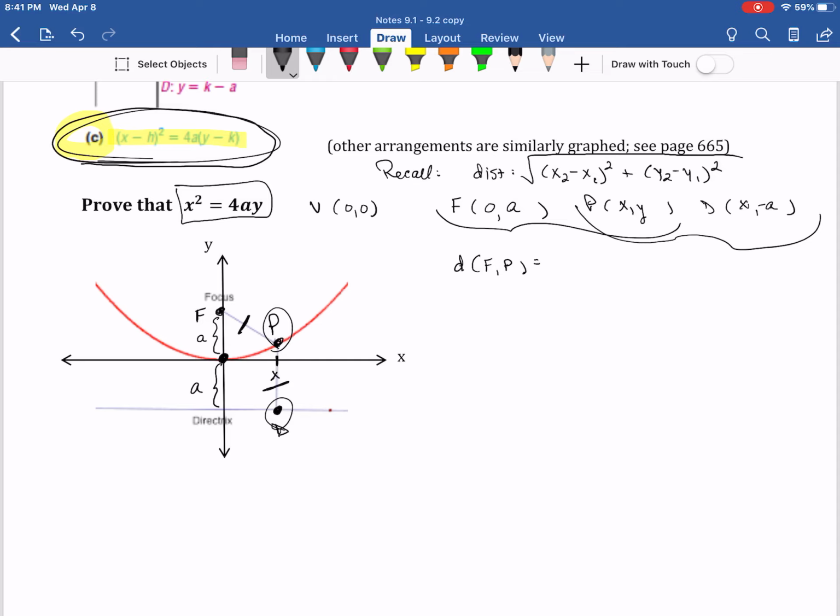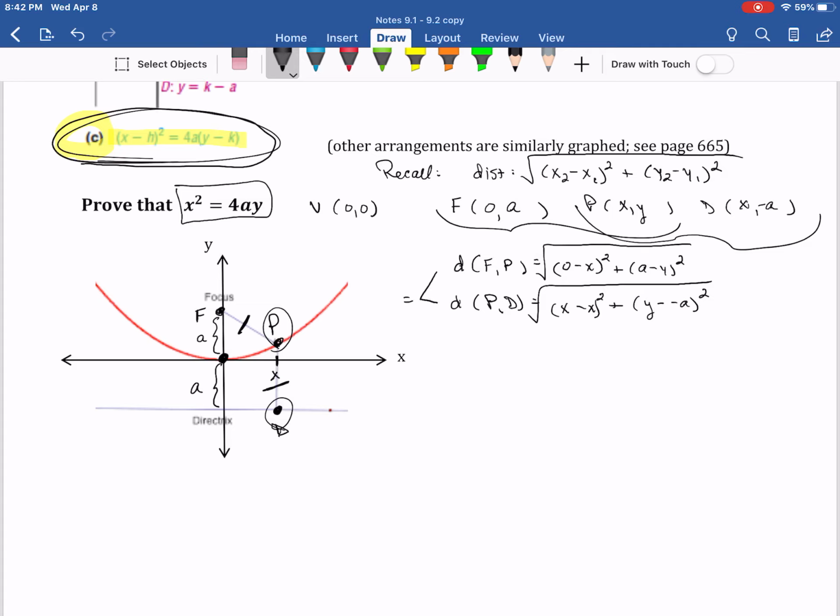According to our distance formula, we subtract the X coordinates, square that distance, and then subtract the Y coordinates, square that, and then take the square root of all that. The distance between P and D, same idea: you subtract the x's, x minus x, square it, then subtract the y's, y minus negative a, square that, take the square root. Now the parabola is constructed so that these two distances have to be equal to each other.